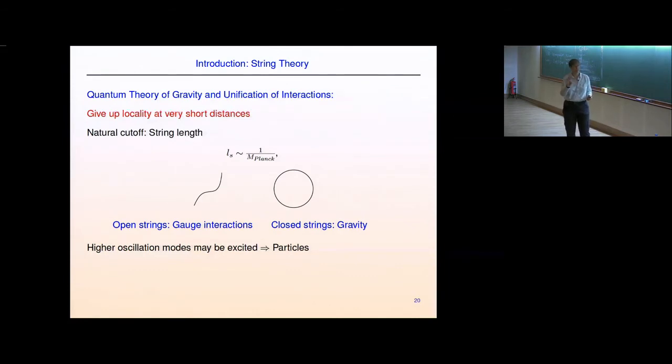Later I will show you that we have a duality between gauge theories and gravity theories, which, as you can already see, means we will have a duality between open and closed strings. That's already at the origin of this correspondence. In string theory, the higher oscillation modes then correspond to the particles of your theory.